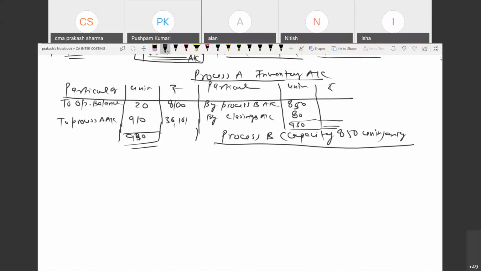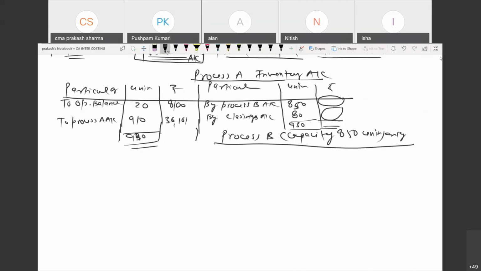So how do we find out the value of these 850 units and 80 units? It depends on the method of inventory valuation adopted by the company. If you are assuming the inventories to be valued by the FIFO method, first in first out, we will do the calculation for 850 units in such a manner that 20 units will belong to the opening balance, valuing rupees 8100, whereas the next 830 units will belong to the fresh output obtained from processing.